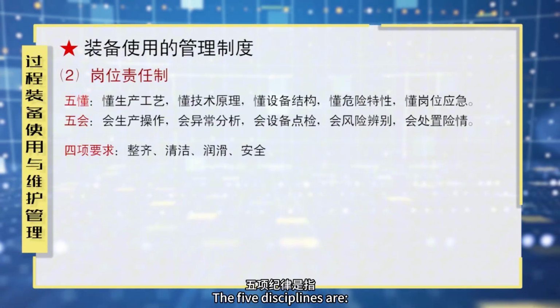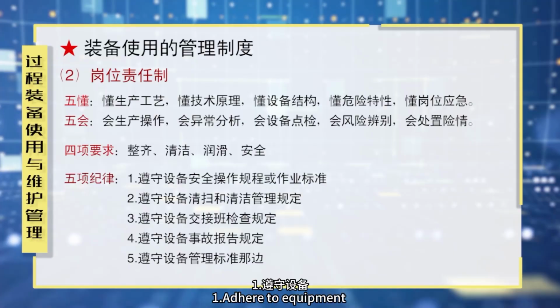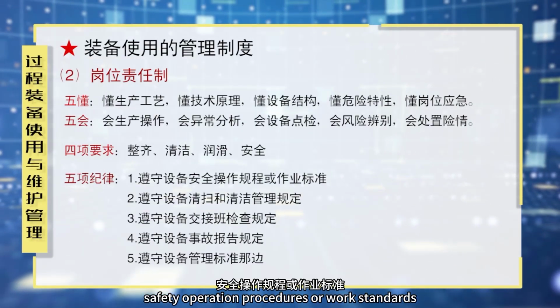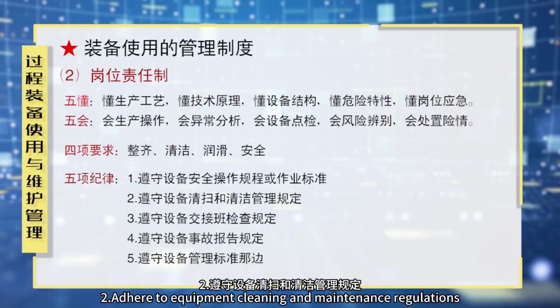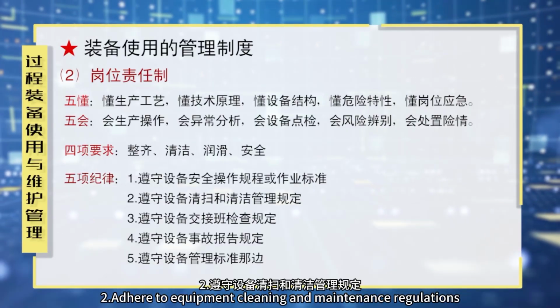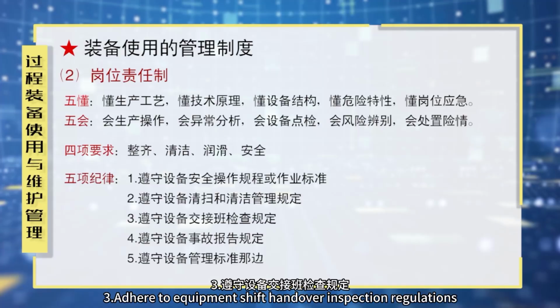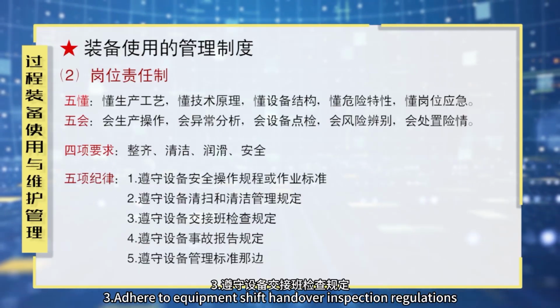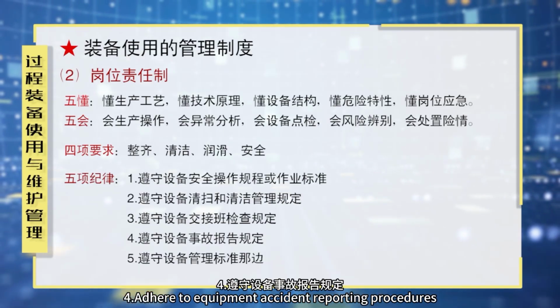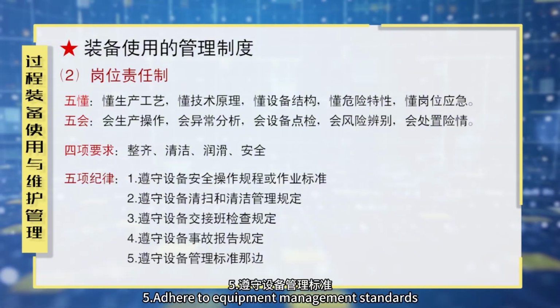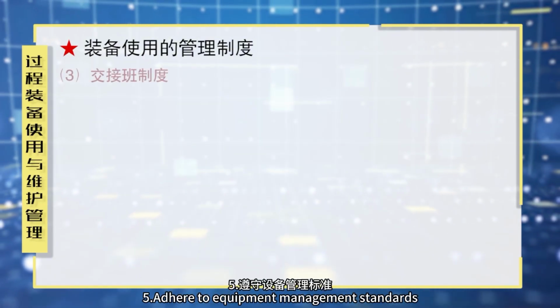The 5 disciplines are: first, adhere to equipment safety operation procedures or work standards. Second, adhere to equipment cleaning and maintenance regulations. Third, adhere to equipment shift handover inspection regulations. Fourth, adhere to equipment accident reporting procedures. Fifth, adhere to equipment management standards.